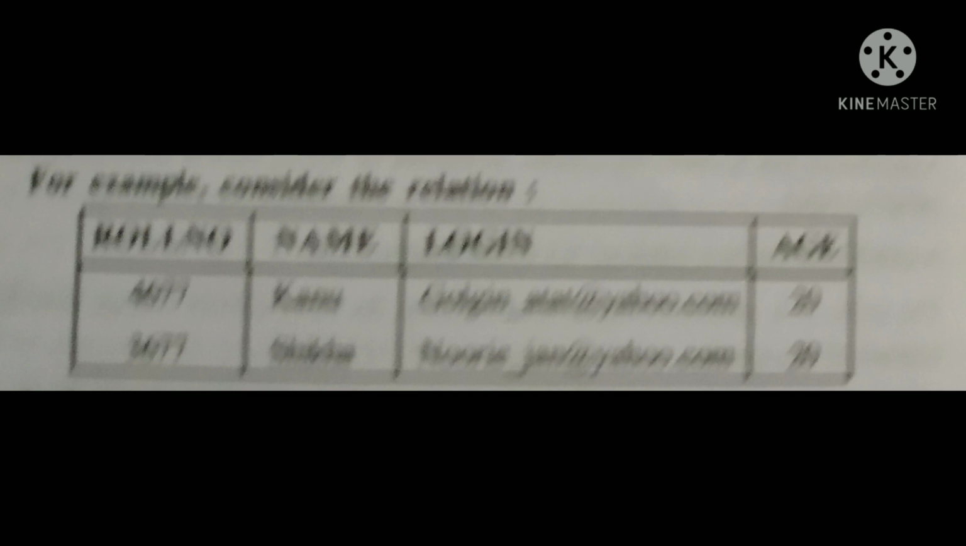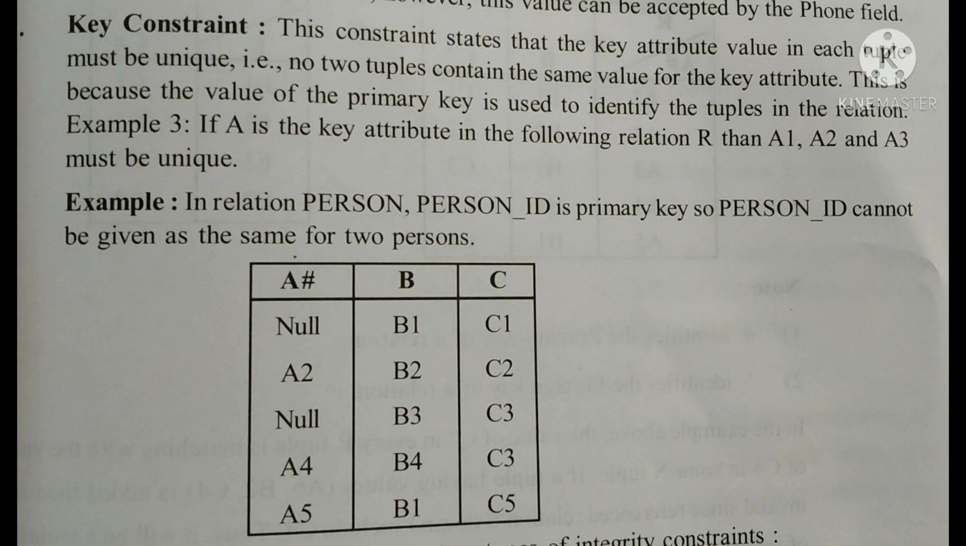Domain constraints specify the conditions that we want to put on each instance of the relation, so the values that appear in each column must be drawn from the domain associated with the column. In this, we have different domain constraint examples.